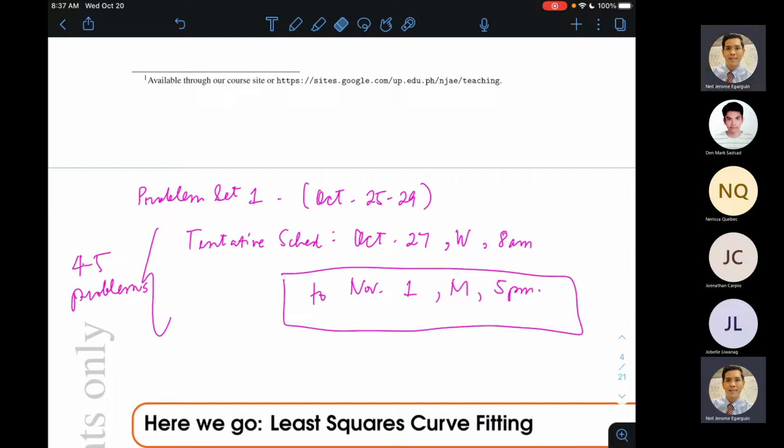Okay, so wala kayong reaction. So kung hindi kayo mag-react, itutuloy na natin to. Okay, so the idea here is 4 to 5 problems siya.